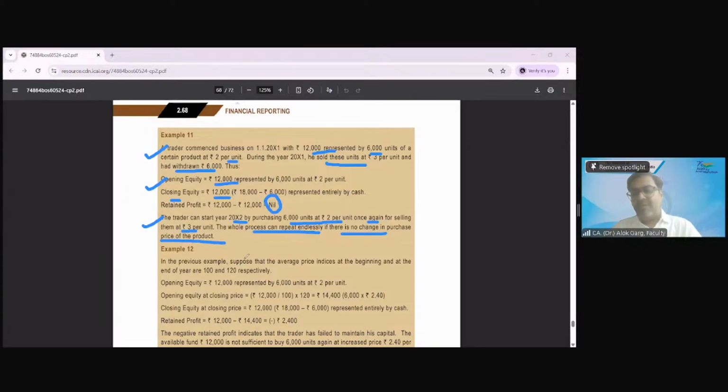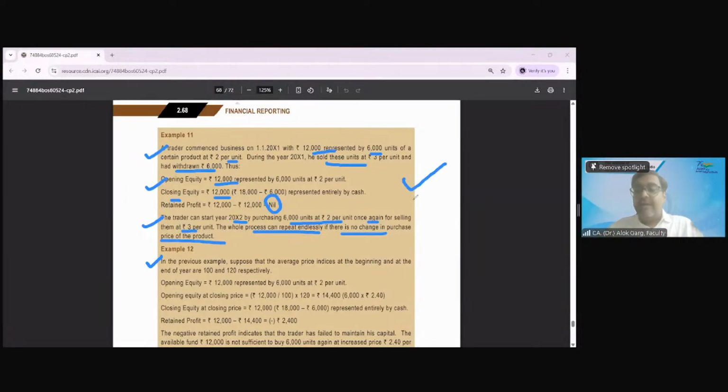Okay. So this is a nominal value concept. Then, friends, what happened? Now, assuming the nominal value will change, then what will happen? So your financial concept is on the basis of nominal concept, whether your capital is maintaining, increasing or decreasing. So this is on the nominal concept.